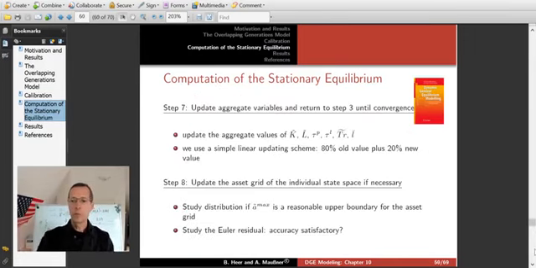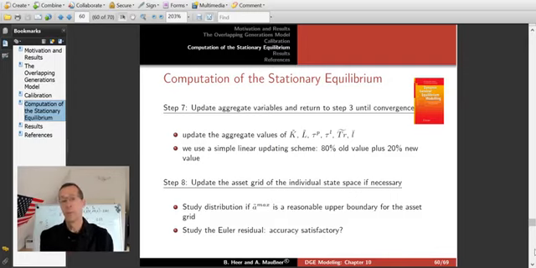Well, and then we have computed all the variables that we need and update the aggregate values of the capital stock, labor, the two tax rate transfers, and average labor, which we use to compute pensions. And the different methods how we can update these aggregate values, we use a very simple updating scheme. So we take 80% of the old value plus 20% of the new value. Of course, this will determine the speed of convergence.